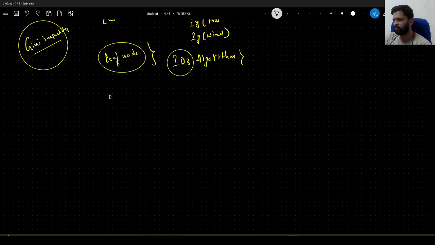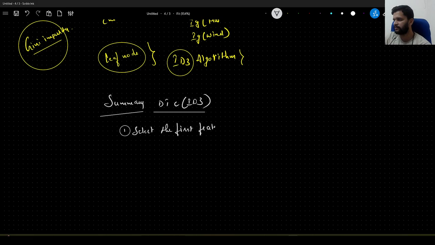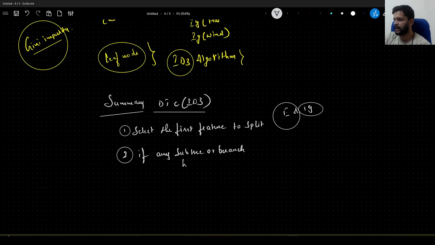Okay, so in order to summarize how this decision tree classifier works, summary: decision tree classifier using the ID3 algorithm. So what we do, we have our data set at our hand. We will select the first feature to split. How do we select it? Based on entropy and info gain. Okay, and then if any subtree or branch has zero entropy, do not touch that branch further.